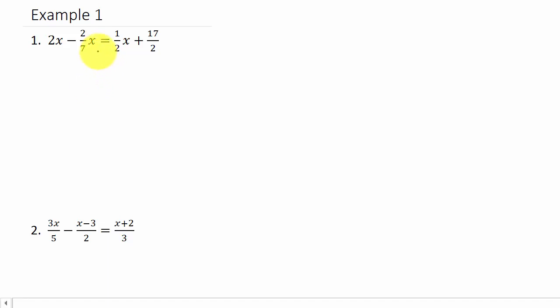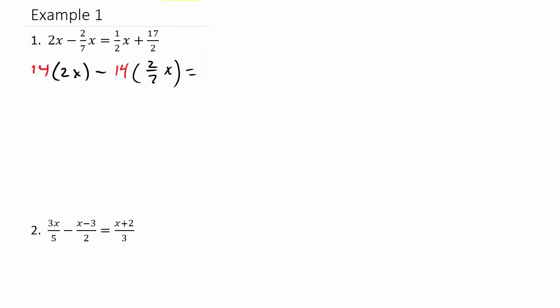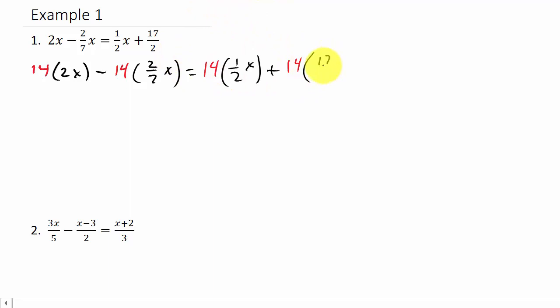The way that we do that is we look at all the denominators. You can see here we've got 7 and 2, those are our denominators. So we get a common denominator and we multiply each term by the common denominator. The common denominator of 7 and 2 would be 14. So I've got 14 times 2x minus 14 times 2 over 7x equals 14 times 1/2 x plus 14 times 17 over 2.